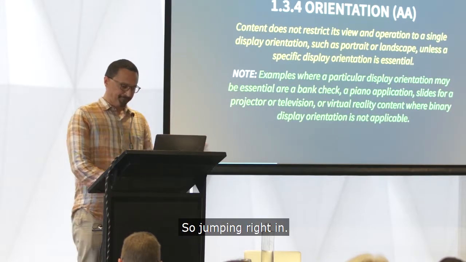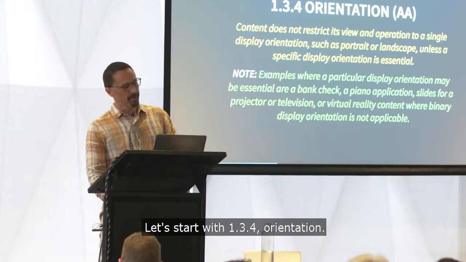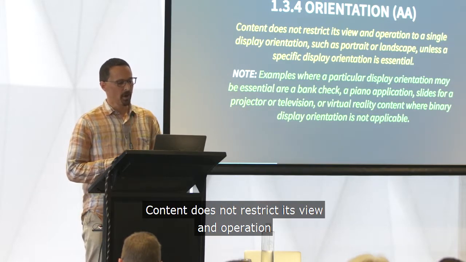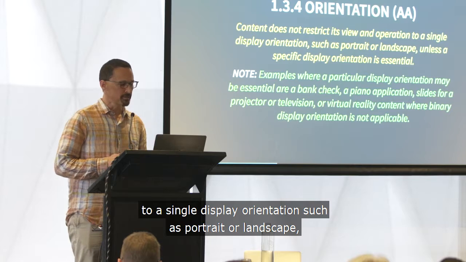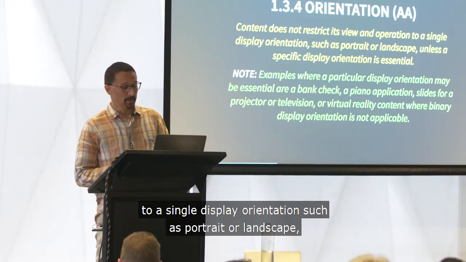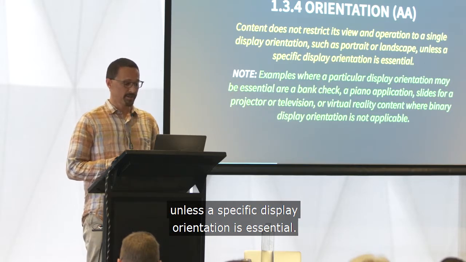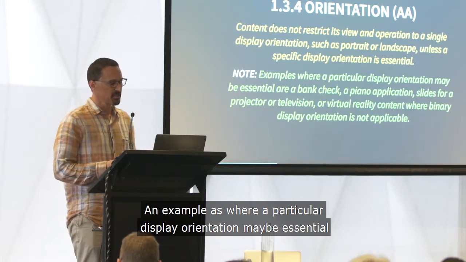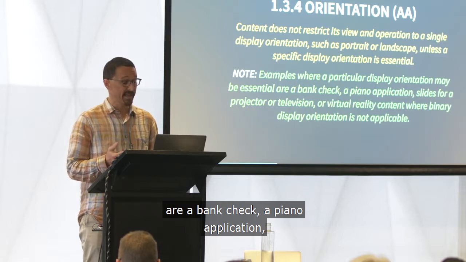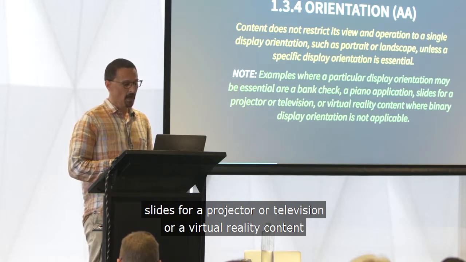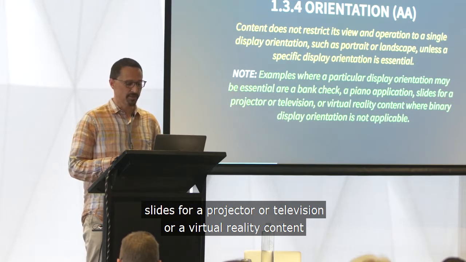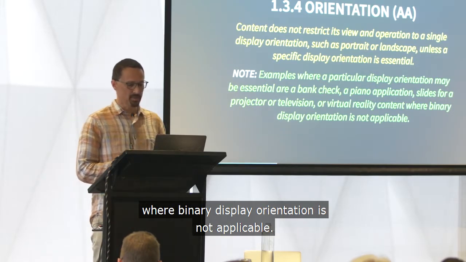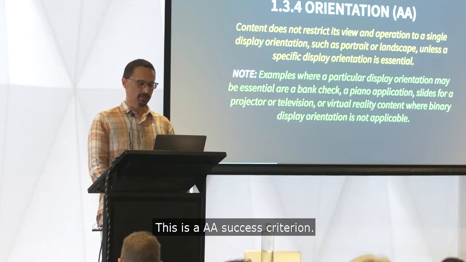So jumping right in, let's start with 1.3.4, Orientation. Content does not restrict its view and operation to a single display orientation, such as portrait or landscape, unless a specific display orientation is essential. Examples where a particular display orientation may be essential are a bank check, a piano application, slides for a projector or television, or virtual reality content where binary display orientation is not applicable. This is a AA success criterion.